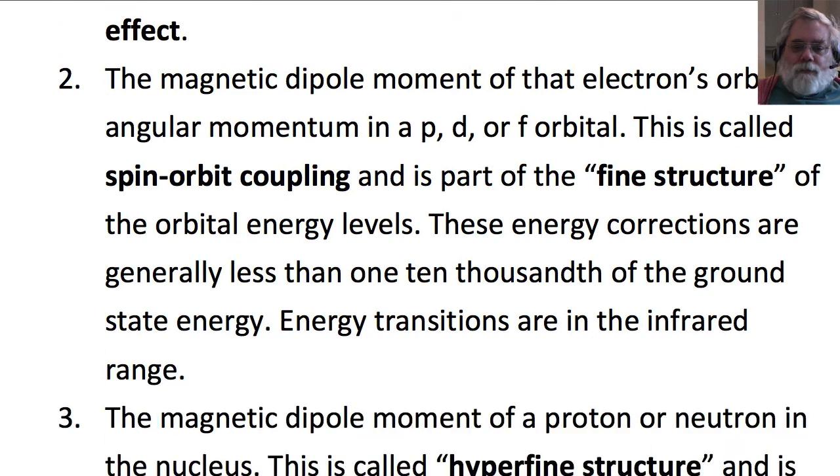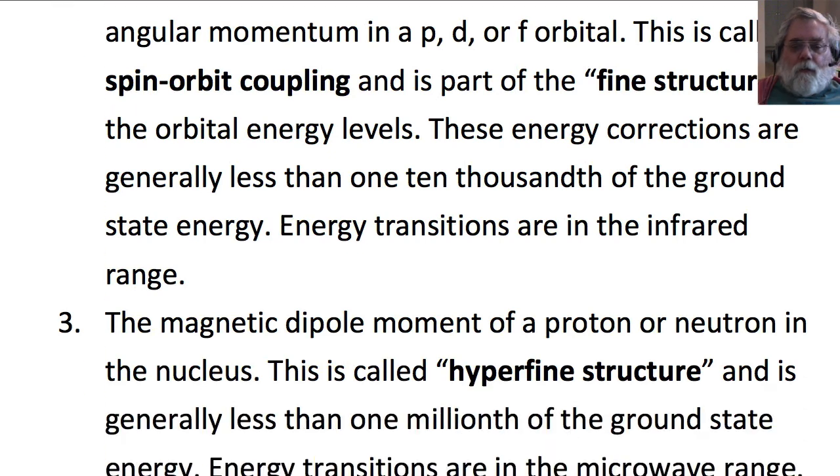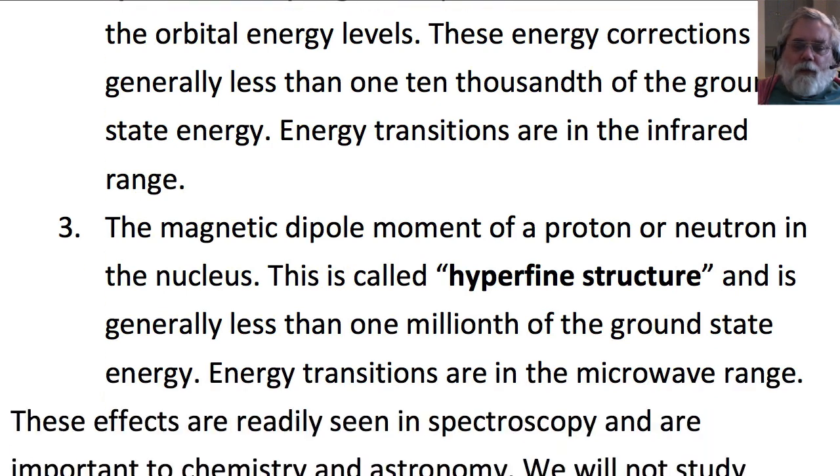These energy corrections are generally less than 1/10,000th of the ground state energy, and so those energy transitions are in the infrared range, not the visible or ultraviolet light range. The magnetic dipole moment of the electron can interact with the magnetic dipole moment of a proton or a neutron in the nucleus. This is called hyperfine structure and is generally less than 1/1,000,000th of the ground state energy level.